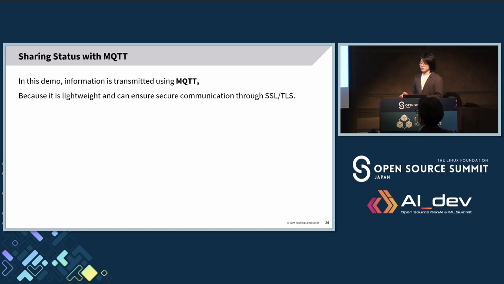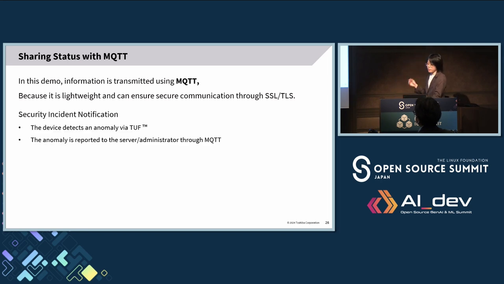So in this demonstration, information is transmitted using MQTT. The reason for this is that it is lightweight and can ensure secure communication through SSL and TLS. MQTT plays two key roles in our update process. First, when the device detects an anomaly by TUF, the incident is reported to the server.